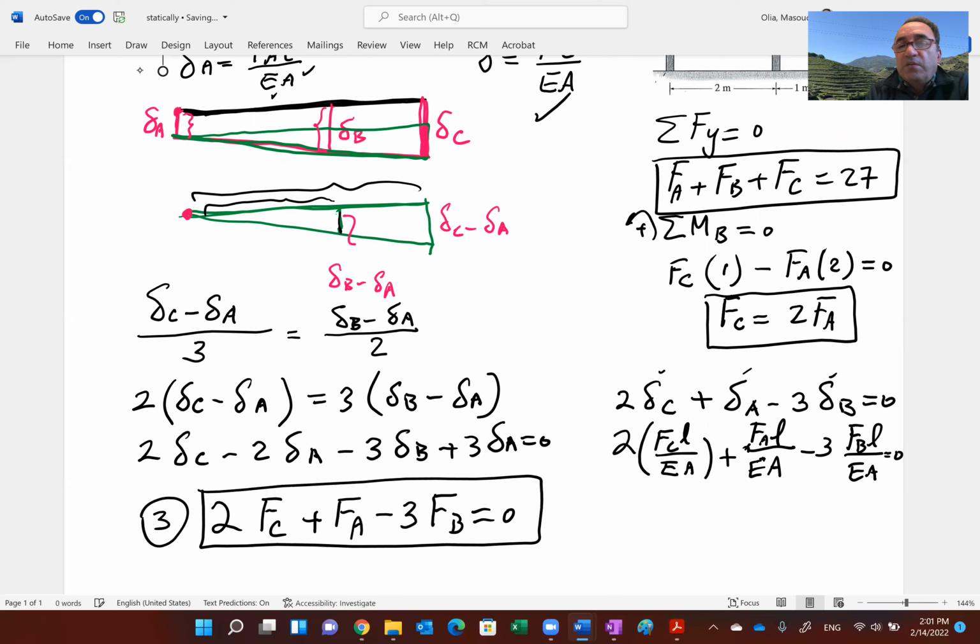So this is my missing third equation. Go ahead, solve the 3 equations. It should be very easy. Just instead of FC, put 2FA in the force equation, and also in this one. And then you have 2 equations, 2 unknowns.